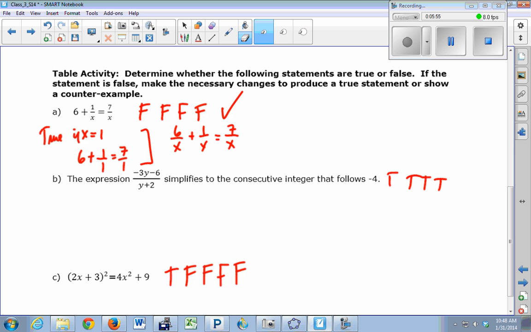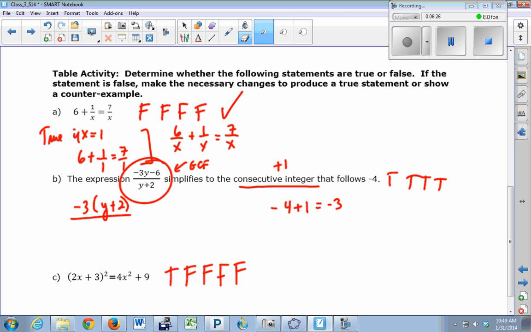Okay. And yes, this is true because the consecutive integer that follows -4, to get consecutive integers, you add 1. So -4 plus 1 is -3. And to reduce this fraction, you find the greatest common factor in the numerator. That's always one of the factoring techniques that students want to forget about or kind of ignore. So -3 is a common factor here.